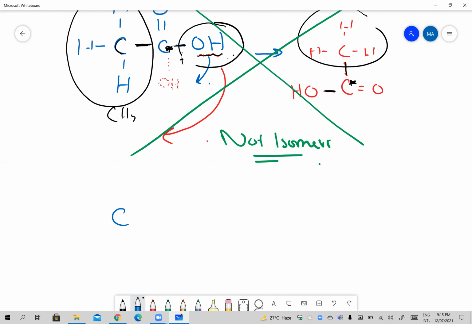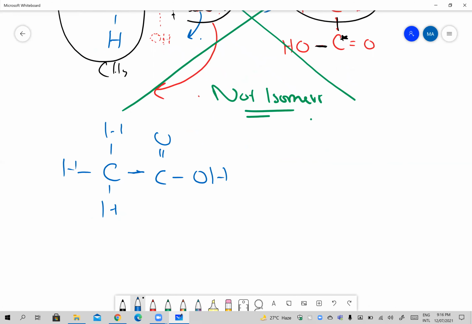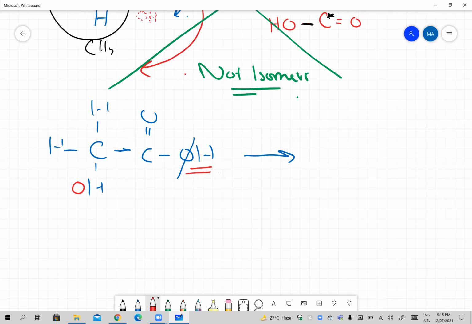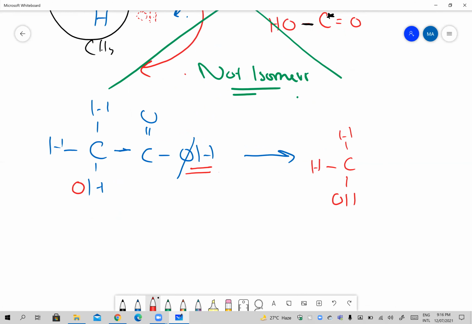The same example, but with a correct positioning and formation of an isomer. For example, let's say CH3COH. If we were asked to make an isomer of this compound here, what we can do is break this oxygen. We can put this oxygen with this hydrogen, and we can let this hydrogen stay as it is. So in this case, the new compound that we'll get is CH2OH, because we've taken this oxygen and placed it with this hydrogen, C double bond O and H.